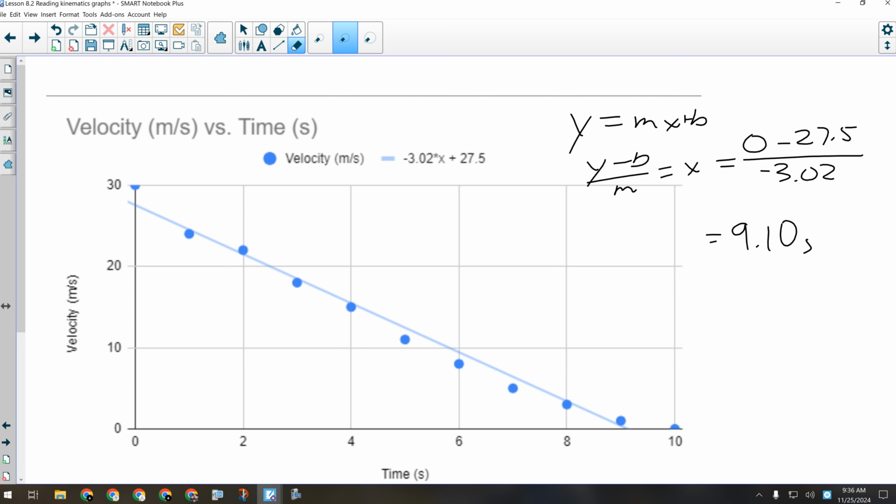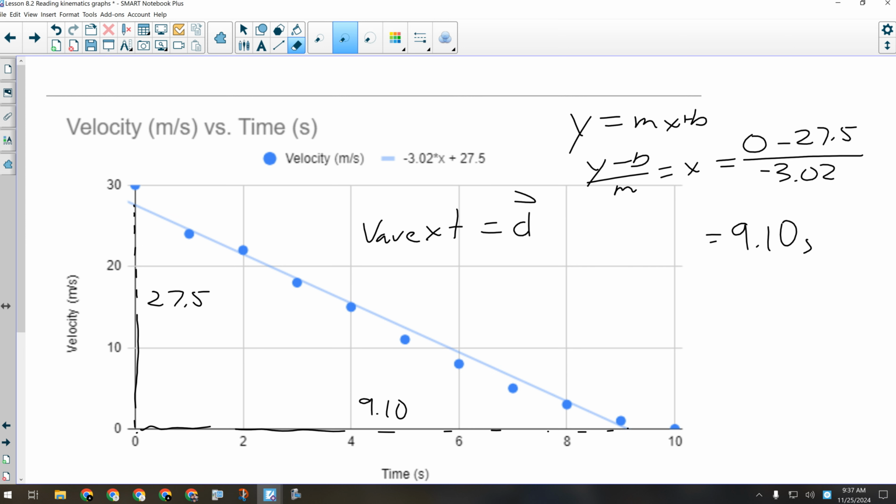Now, do I only have one shape here? Yeah, I just have the triangle. That's all there is on this graph. If I want to calculate the displacement between 0 and when I get to 0 meters per second, that'll be that triangle. I know the height of that triangle is 27.5, and now I know that this part of the triangle is 9.10. So average velocity times time equals displacement: that's going to be the height over 2 times 9.10 seconds.